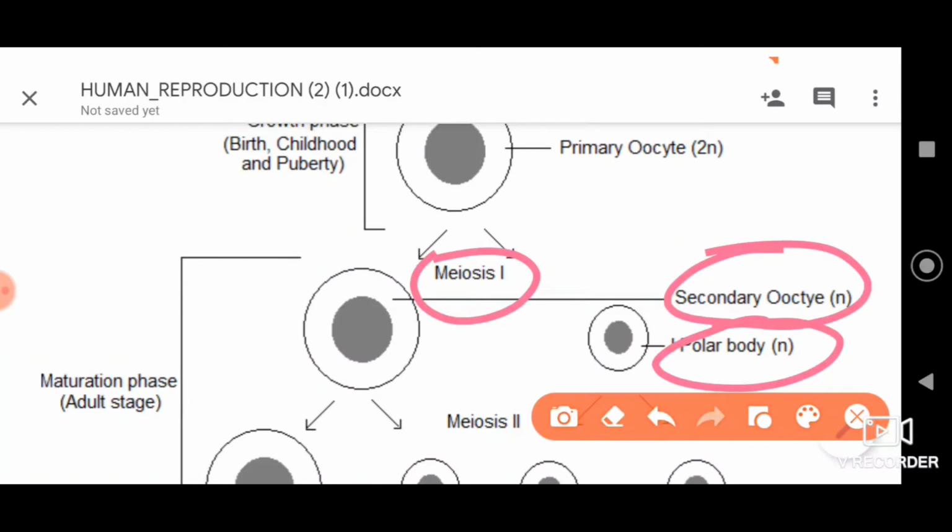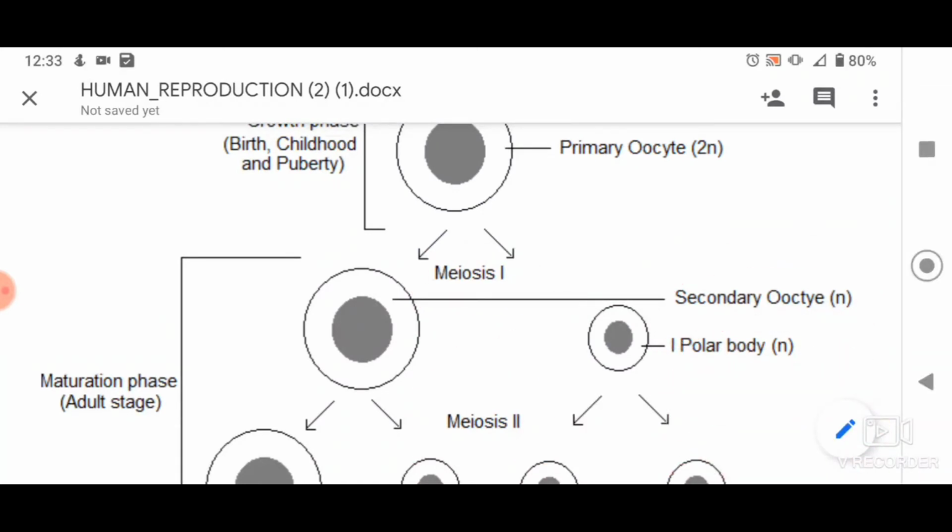While representing this, the chart is important with respect to oogenesis, and the diagram of the ovary is also essential. Dear friends, the first polar body which is formed here may divide, or generally it may get degenerated. So these are the changes with respect to the growth phase which we can find. As I said, in birth, childhood and puberty, we can find this growth phase. But the multiplication phase can be seen only during fetal life.